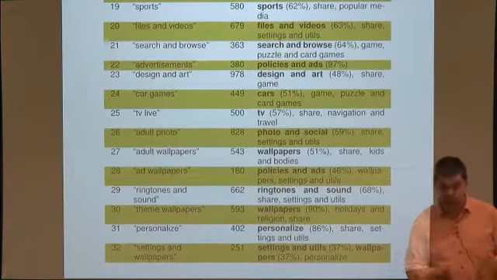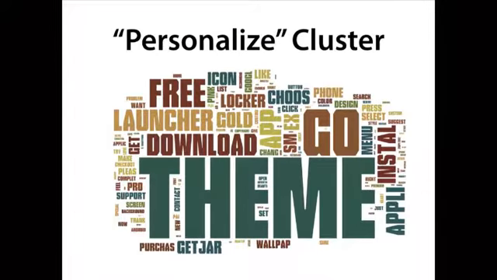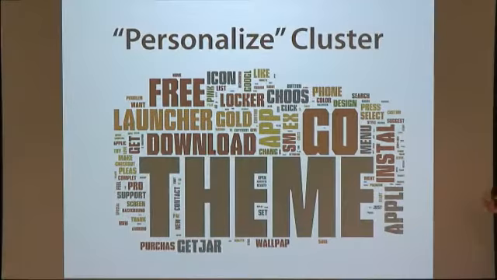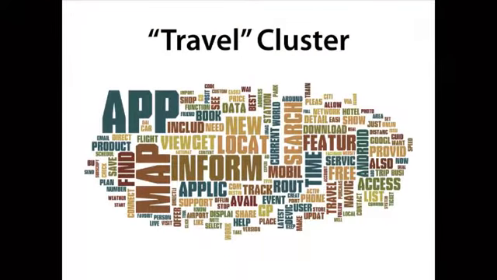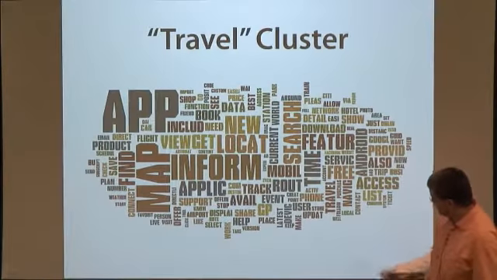Okay, so these are now 32 clusters, and in each of these clusters we would have a set of applications. For instance, in the Personalize cluster, these are the individual words as they occur in the descriptions. The Personalize cluster is about themes and launchers and lockers and choosing and design and whatnot. This is very different from, say, the travel cluster. The travel cluster would be about maps and information and searching and travel, of course. So you can already see from the word clouds that the applications in each of these clusters are very different from each other.